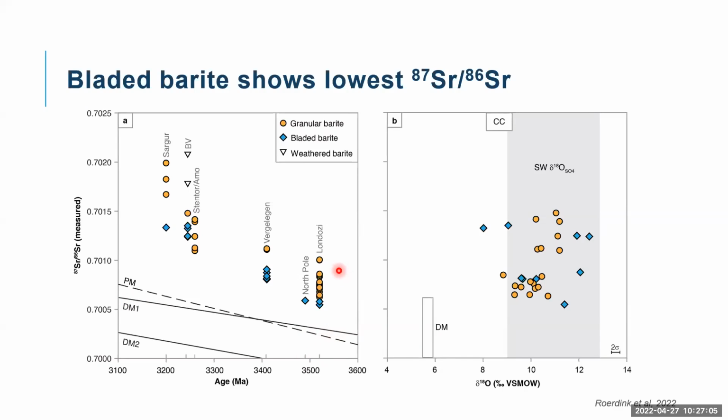And that actually the granular barite has much higher strontium isotope ratios than the bladed barite. When we compare the strontium isotope compositions against the oxygen isotope ratios, we see that basically all the barite plots into the field where we would expect the oxygen isotope composition to be based on other studies. So this is the oxygen isotopes in the sulfate. We don't really see any evidence of hydrothermal alteration, where you would expect the oxygen isotope ratios to be shifted towards this composition of the mantle. So in a sense, the oxygen isotope ratios didn't really help that much, because basically everything is consistent with a seawater composition.